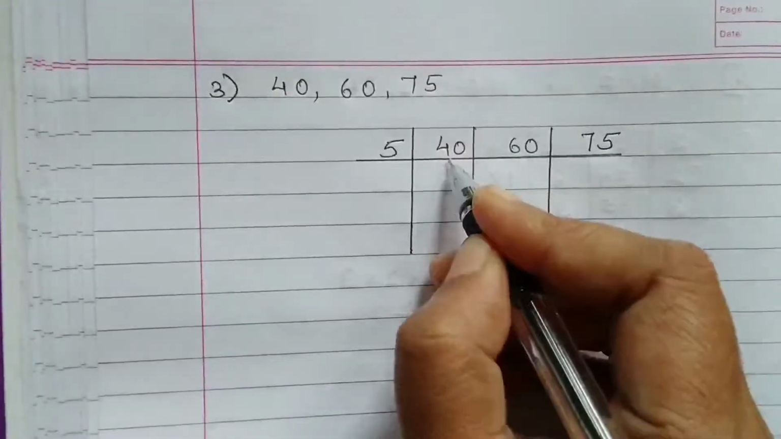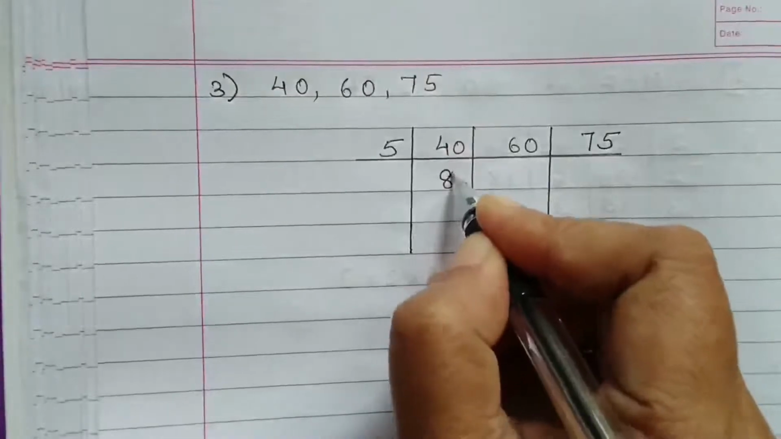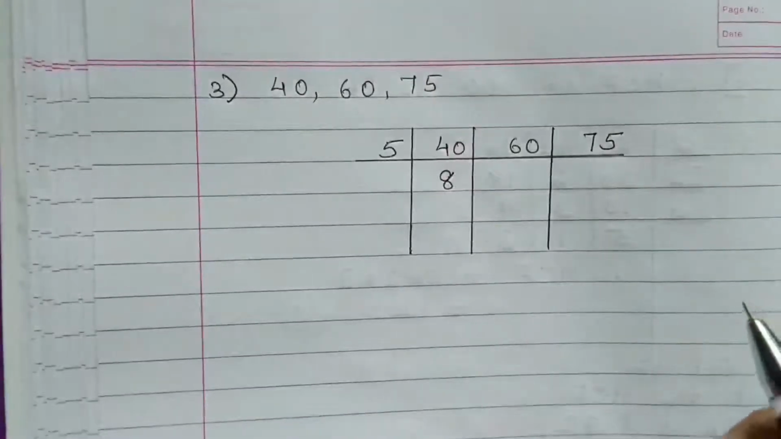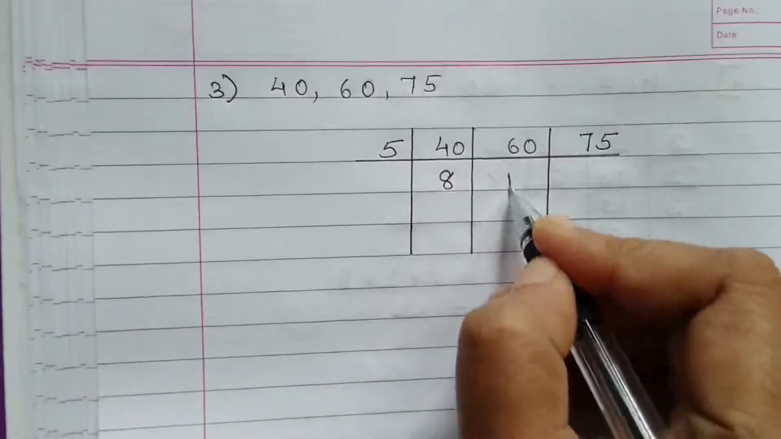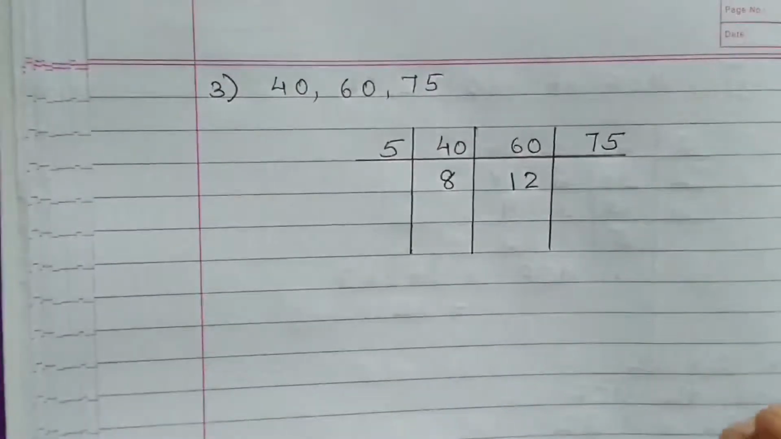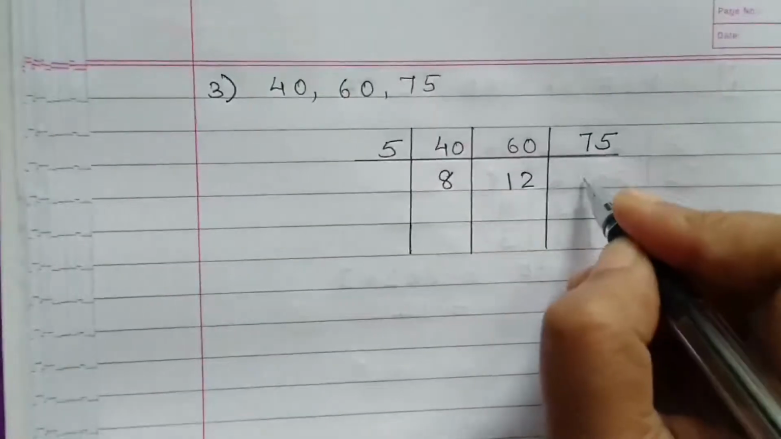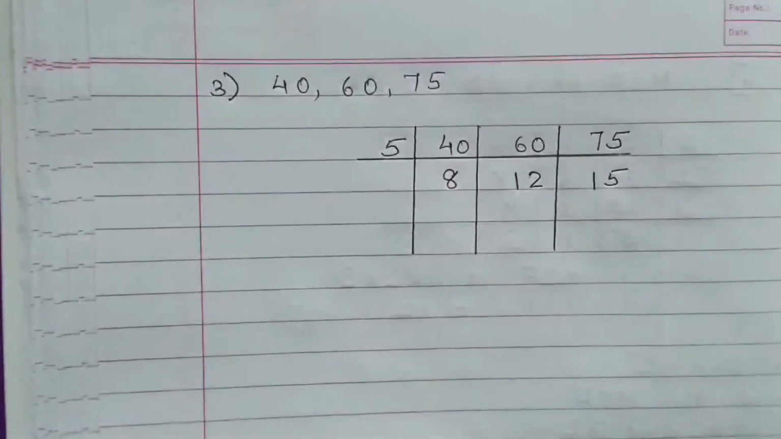Okay. 5 how many times is 40? 8 times is 40. Now 60. How many times it will go? 5. 12 times are 60. And 75. 5 15s are 75.